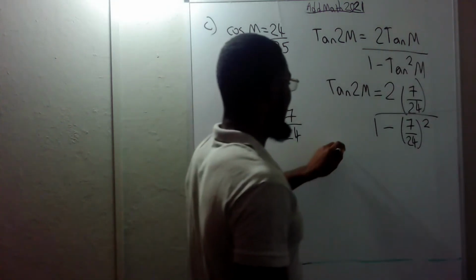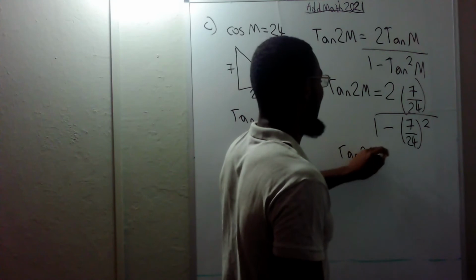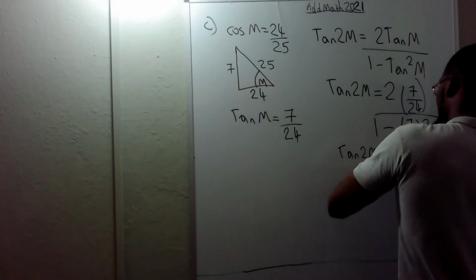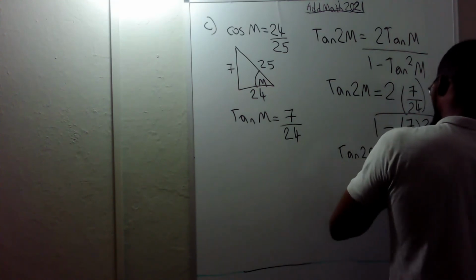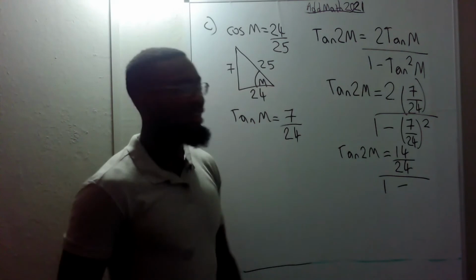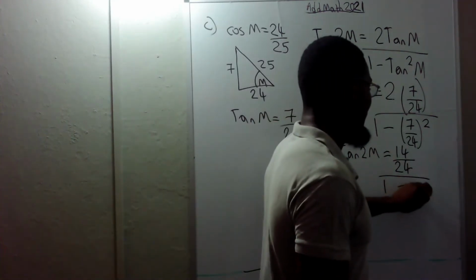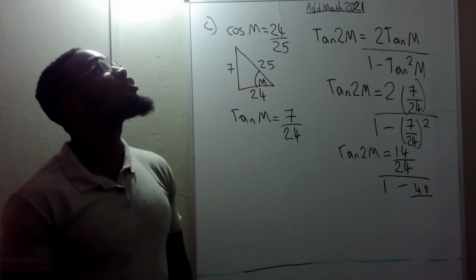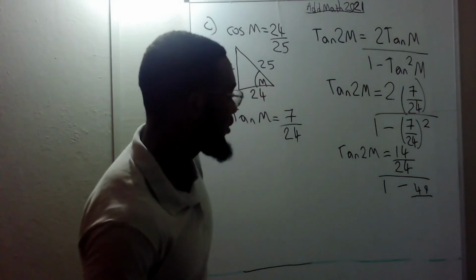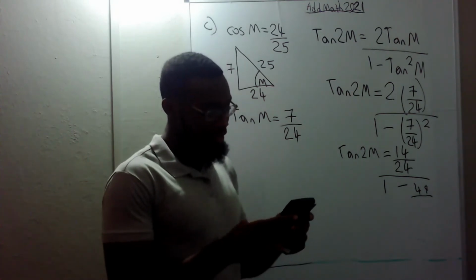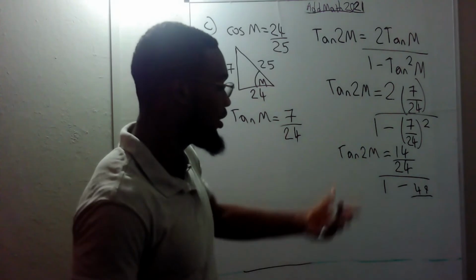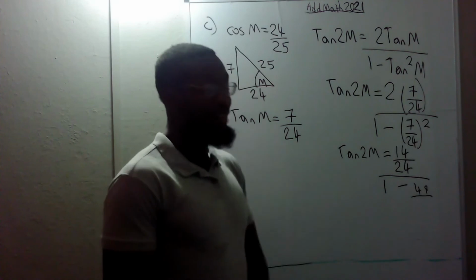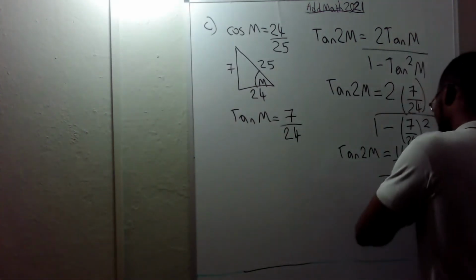So now what we get is tan 2m is equal to 2 times 7 is 14, divided by 1 minus 7 squared, which is 49, over 24 squared. What is 24 squared? I usually know these things, like 20 squared, 21 squared, 22 squared, but it's off now. This is 576.